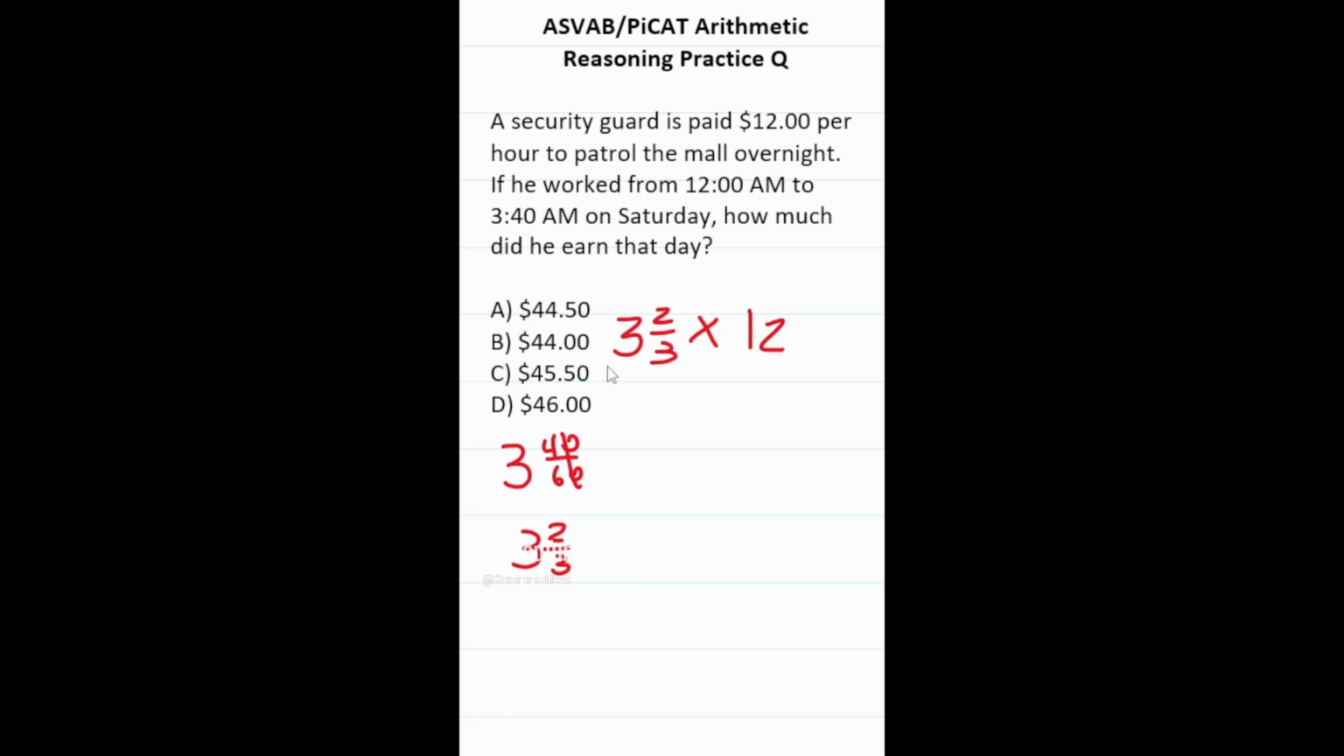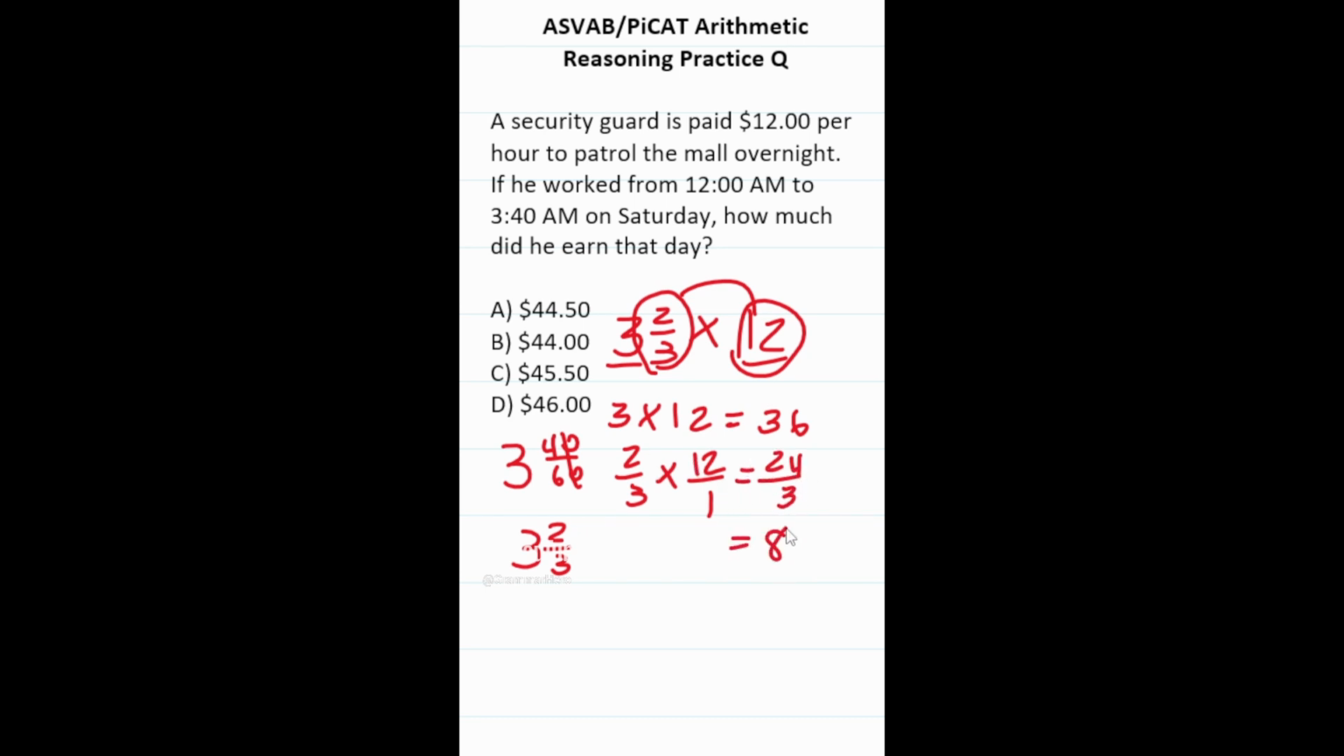To make this math a little bit easier, I'm going to do 3 times 12. 3 times 12 is 36. Then I'm going to do 2/3 times 12 separately. 2/3 times 12. Place 12 over 1 so we can multiply straight across. This is 24 over 3. 24 divided by 3 is 8. So he made 36 plus $8, or B, $44 for working that Saturday.